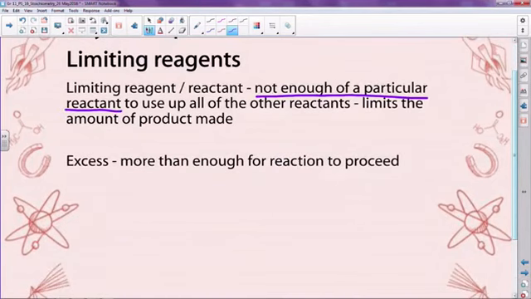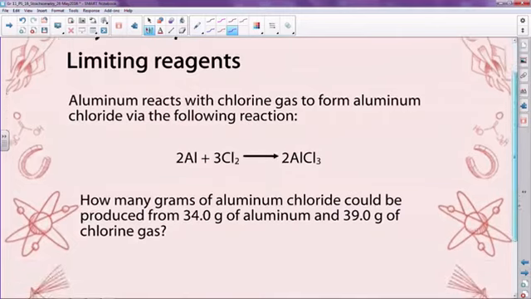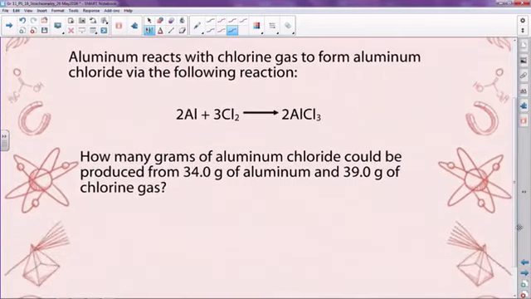If you have something that's in excess, that means that you've got more than enough. So you're either going to have not enough or you're going to have more than enough, right? An example of this type of question is this. Aluminium reacts with chlorine gas to form aluminium chloride using the following reaction: 2Al plus 3Cl2 goes to 2AlCl3. Okay, so there's my ratio.